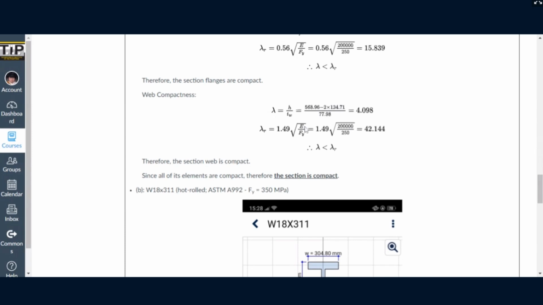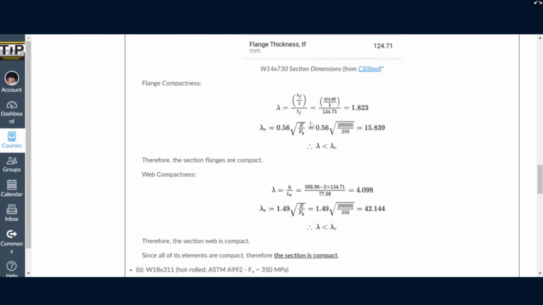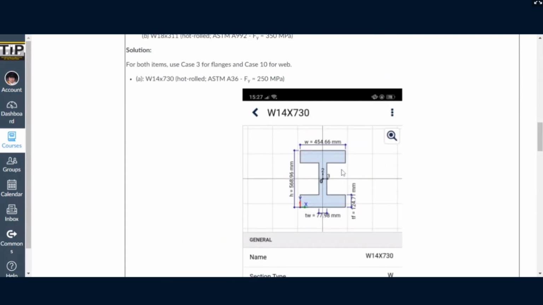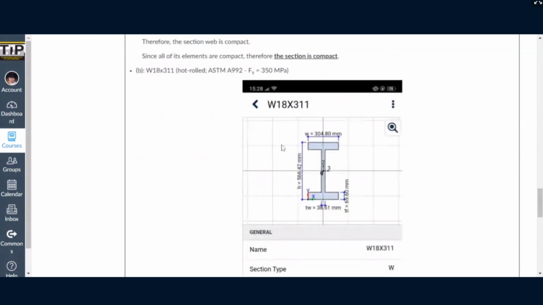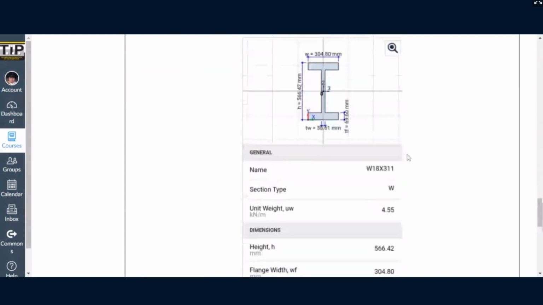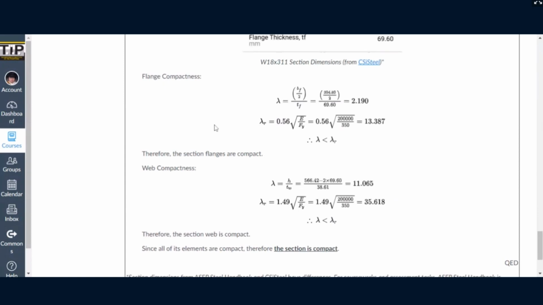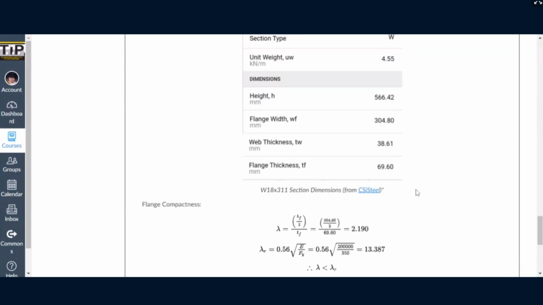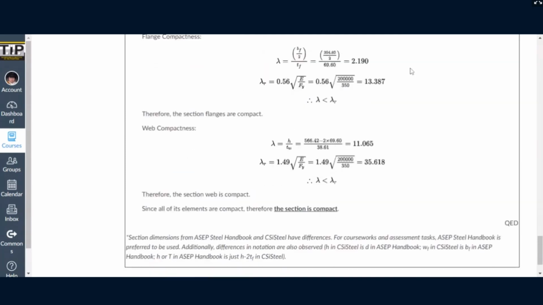Okay? So then you just substitute it, you operate it. This is what comes out. Then, here's the limiting value. Again, the actual is less than the limiting value. So, therefore, the web is compact. Okay? And since the flanges and the web are compact, therefore the section is considered to be compact. So that's how you check the compactness of an I section.